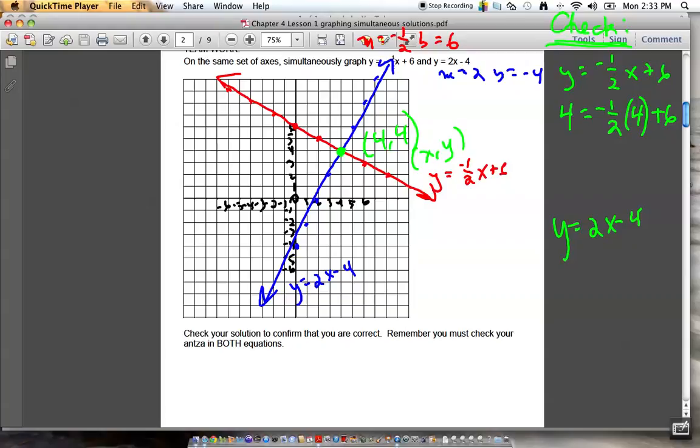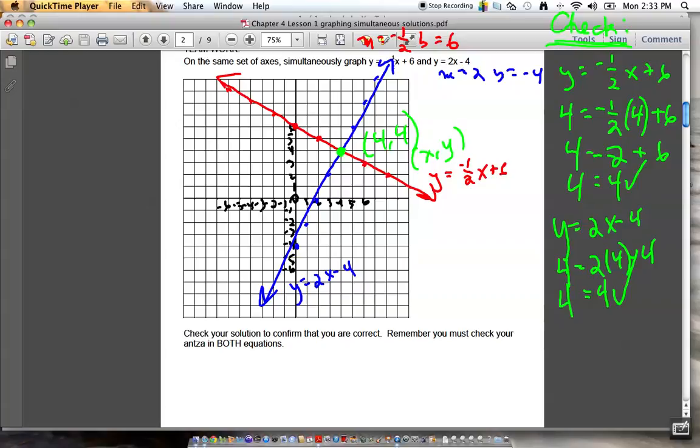What's half of 4? 2. Then I have to negate it. So it's -2 plus 6. And what's -2 plus 6? 4. So 4 equals 4, check. Now, I plug it into this one. 4 equals 2 times 4 minus 4. What's 2 times 4? 8. What's 8 minus 4? 4 equals 4. Check. All right.